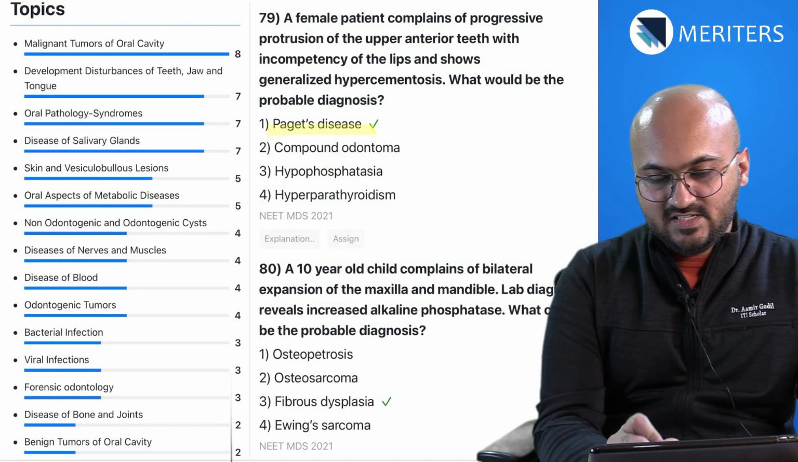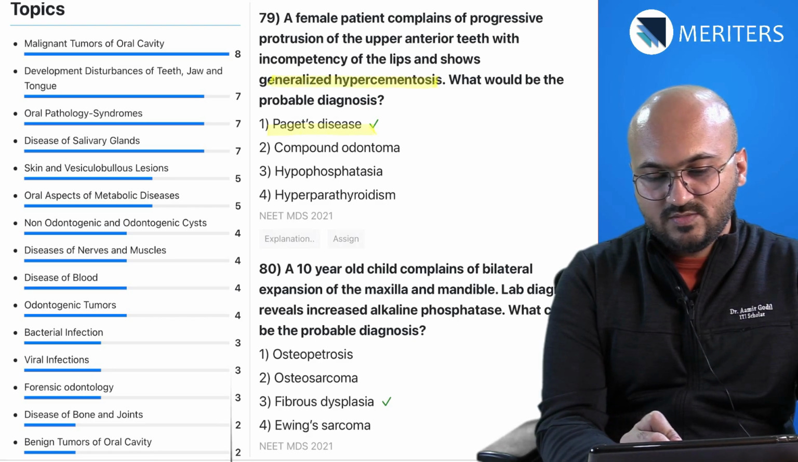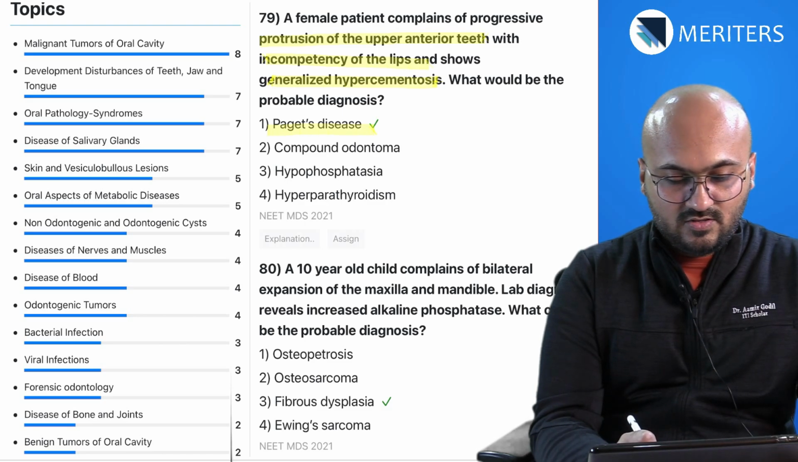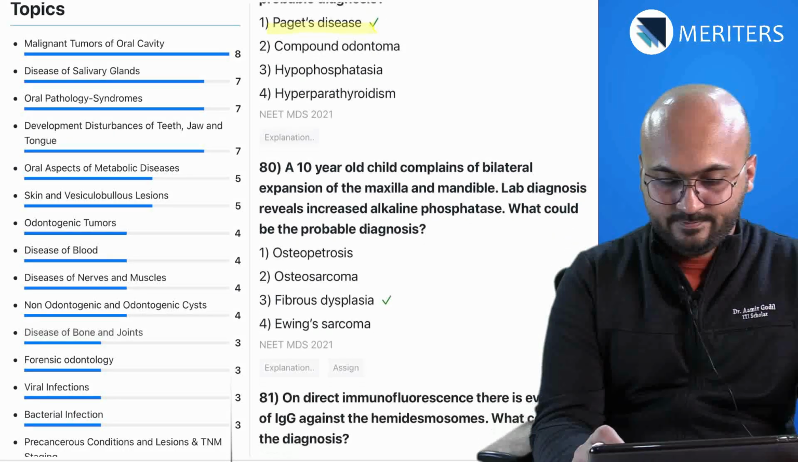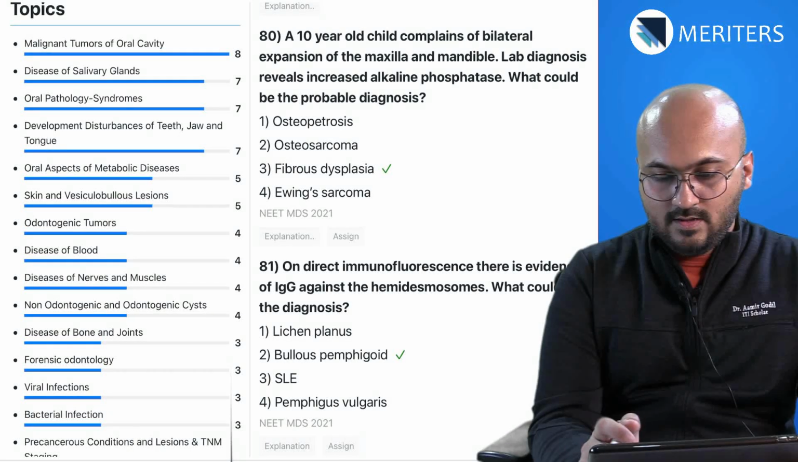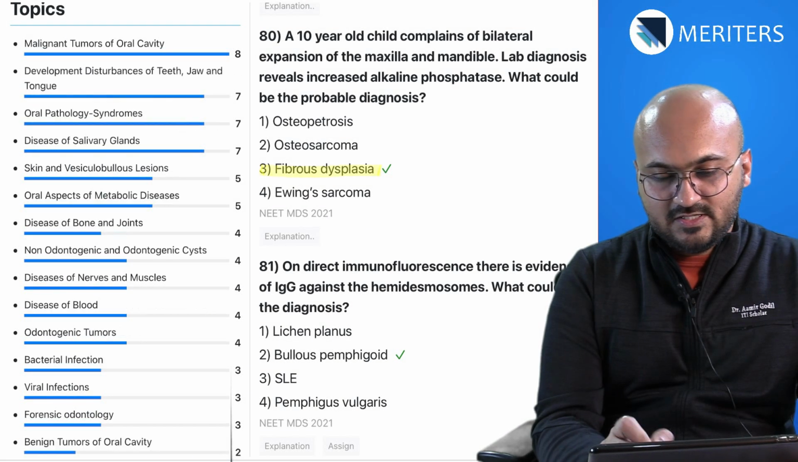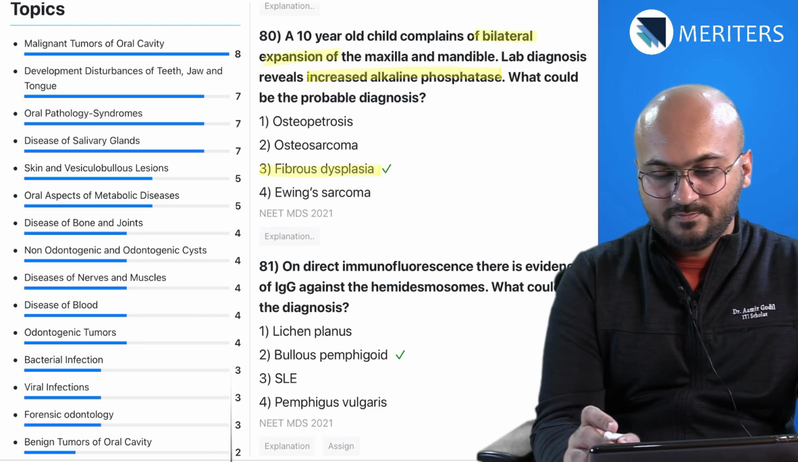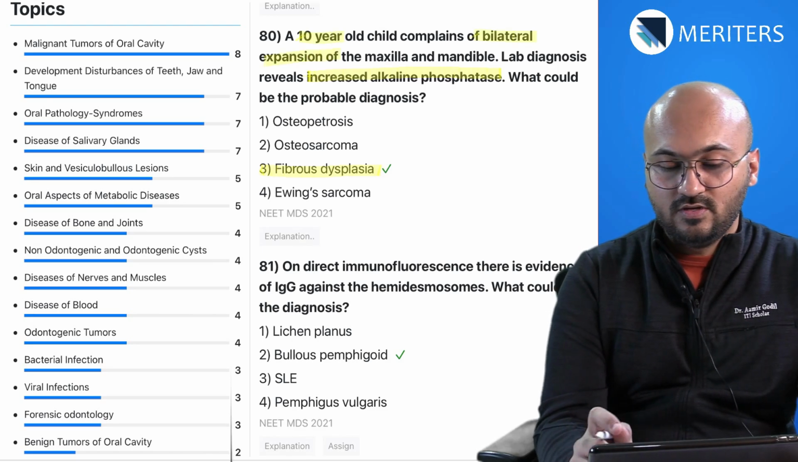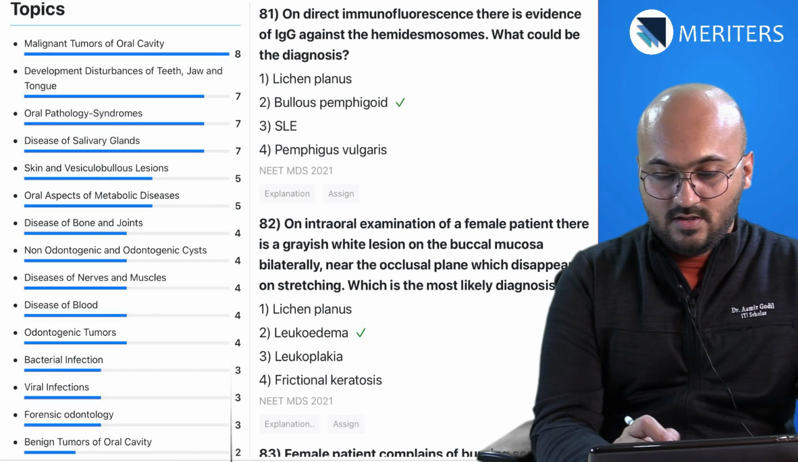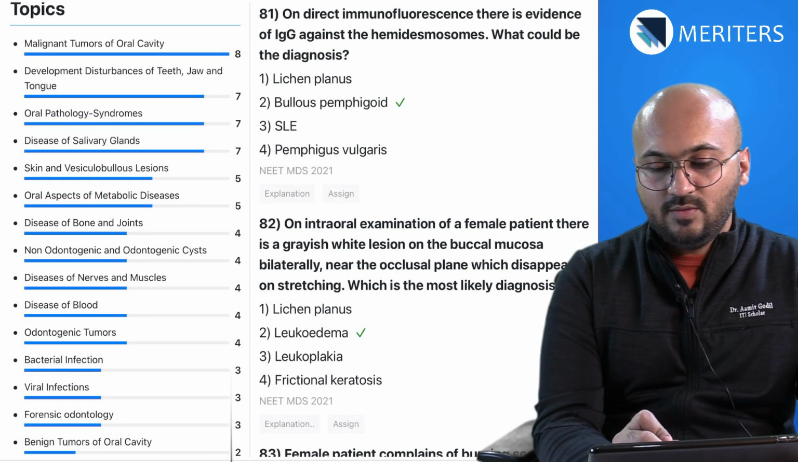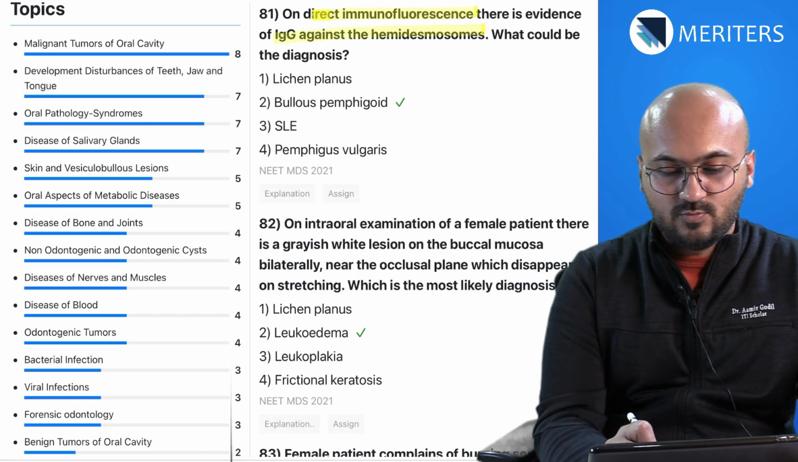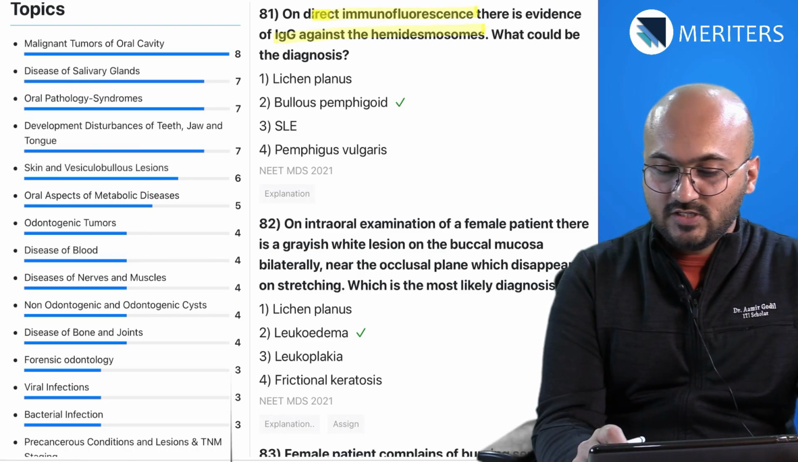Right, then Paget's disease, generalized hypercementosis, protrusion of upper anterior teeth, incompetency of lip. So that's bone. Another bone question on fibrous dysplasia, increased levels of alkaline phosphatase and bilateral expansion. 10-year-old child, look for the age group without fail. Next question, direct immunofluorescence showing IgG against hemidesmosomes, that's bullous pemphigoid. Skin lesions.